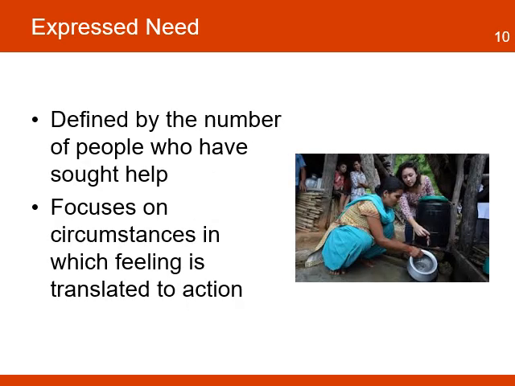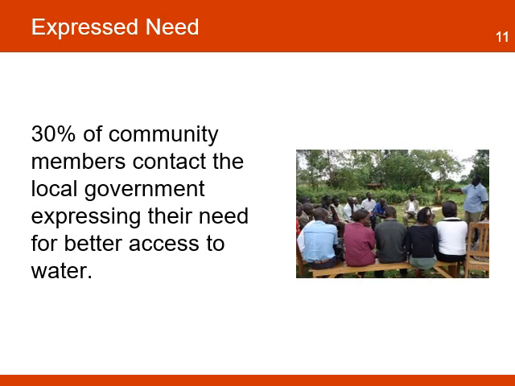Expressed need. This type of need is based on actual demand from people that have sought help. It focuses on situations where people actually translate a feeling into action, like asking for help. A major weakness is the assumption that all persons with a need will seek appropriate help. An example of an expressed need is 30% of community members contact the local government or another organization expressing their need for better access to water. The expressed need may not represent the actual or real need of all in the community.